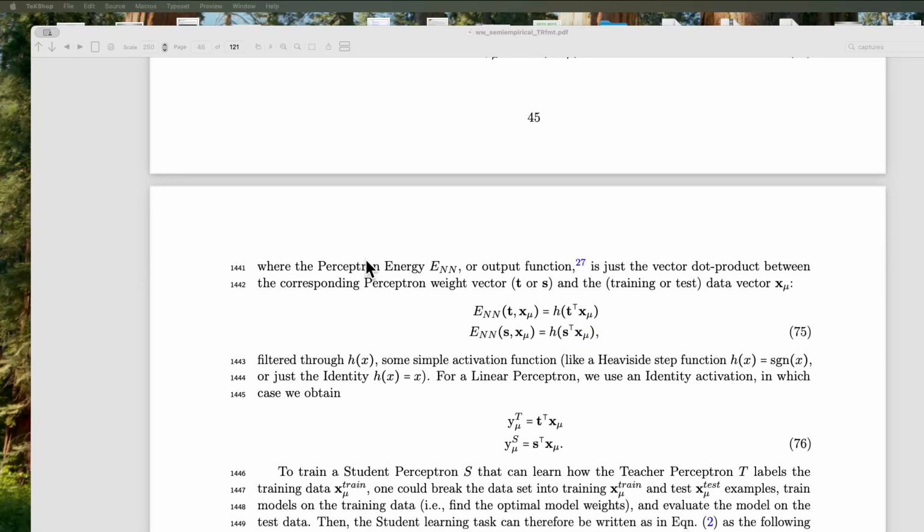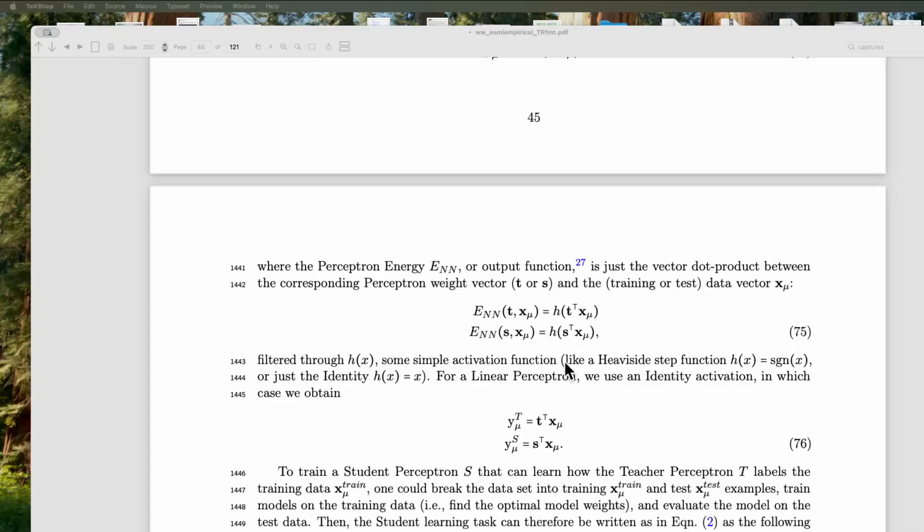And then the perceptron output. So in other words, for a perceptron, it's just the vector dot product between the perceptron weight vector and the training or test data vector. So the output T(x) is just h of the teacher vector transpose times x, and the student output is just some activation function of S transpose times x_mu.